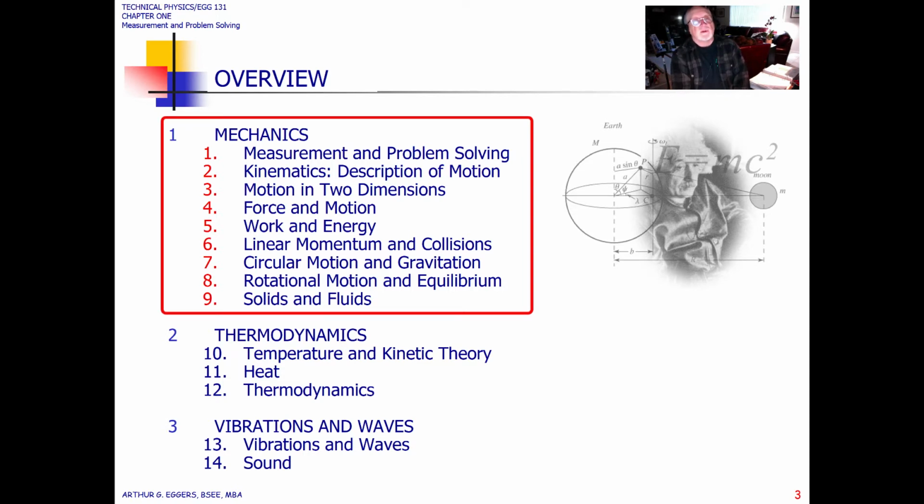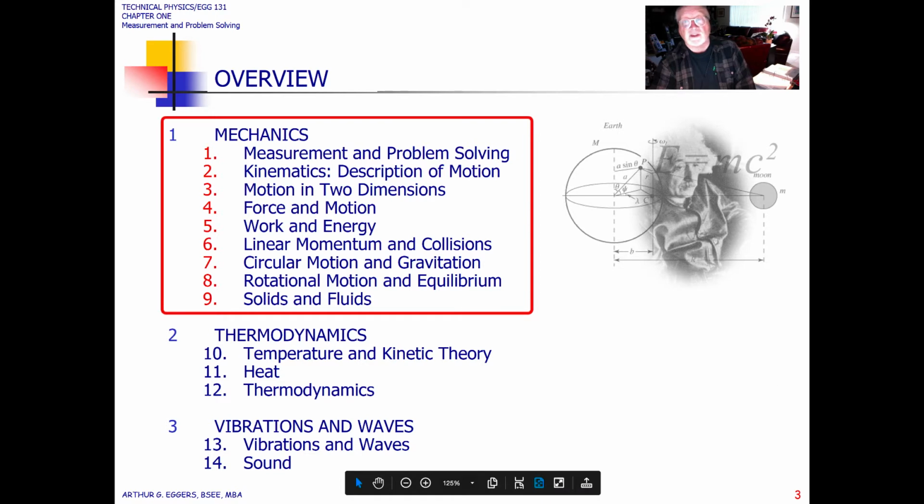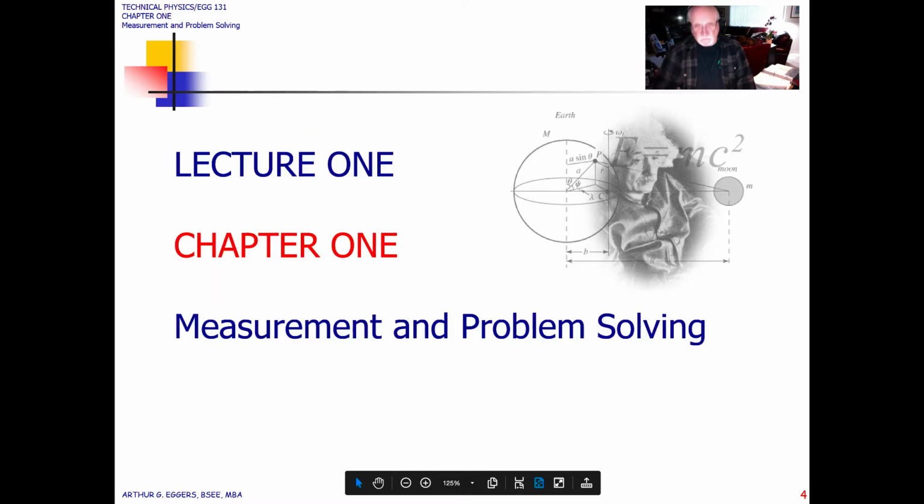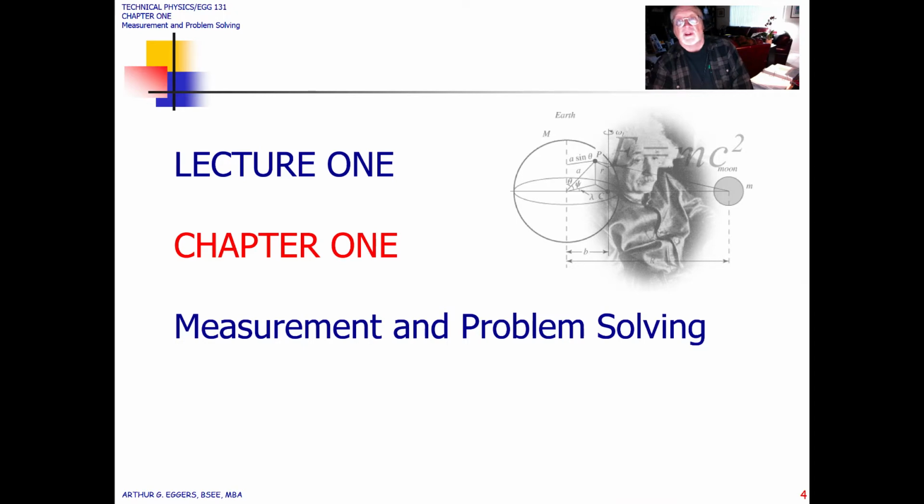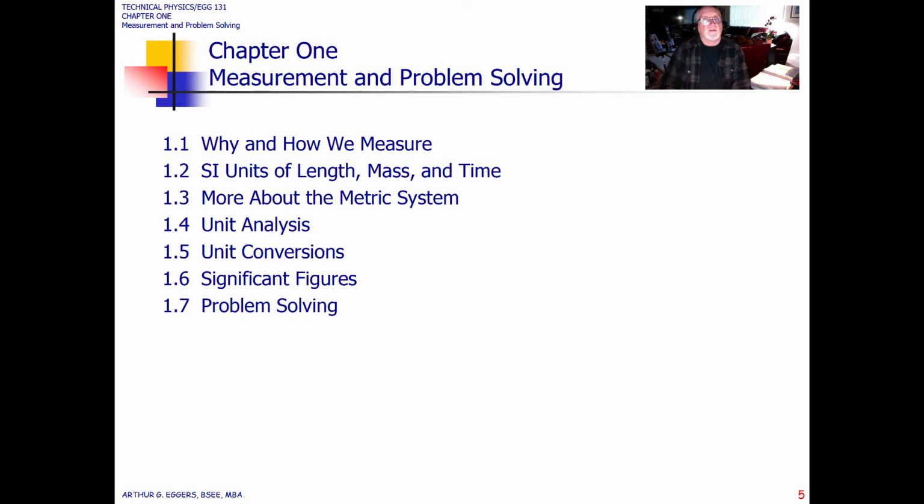With each chapter, we learn a little more about the units and the measures and the concepts that are involved in technical physics. So the first thing we need to do in looking at technical physics is understand measurements and problem solving. So in this first section, chapter 1, we're going to concentrate on measurements and problem solving and those things that become the fundamental building blocks for technical physics.